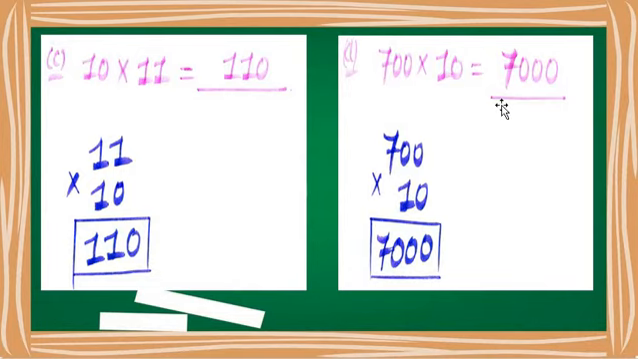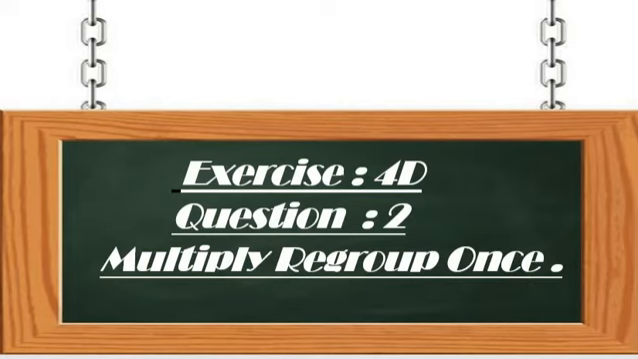So the answer is what, all students? 7000. Then after that, exercise number 4D, question number 2: Multiply, regroup once. What to do here, all students? Multiply, regroup. Here we regroup only once, meaning one digit.